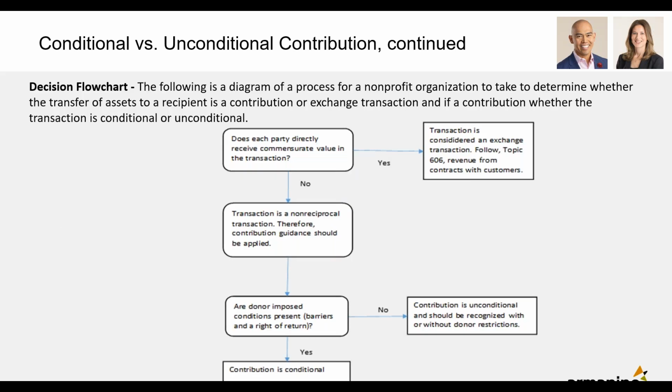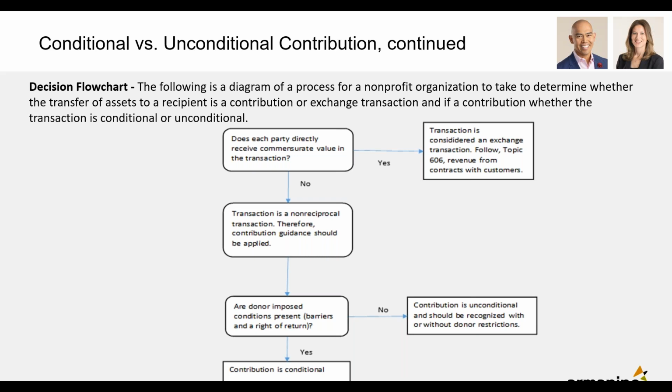All right. So let's show you a quick flow chart here. This is something, as we were mentioning before, that's very simplified, very useful, that you can include in your internal processes, your internal controls. It's going to help you walk through what you need to do to determine whether or not a transfer of assets is a contribution or exchange, and then, if you've identified it as a contribution, whether or not it's conditional or unconditional.